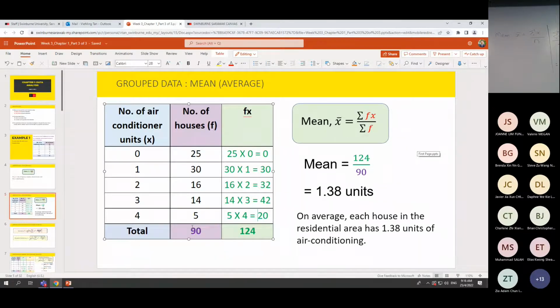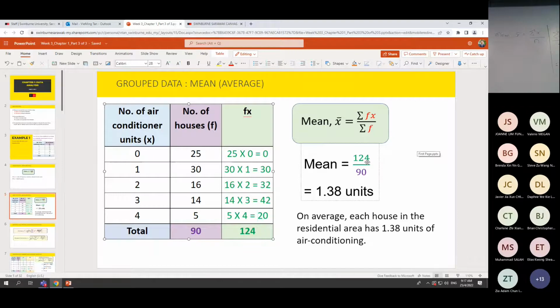Total F is referred to the total value from this column, 90. So we substitute 90 into the denominator and 124 into the numerator. So far, so good. All right, then we simplify.